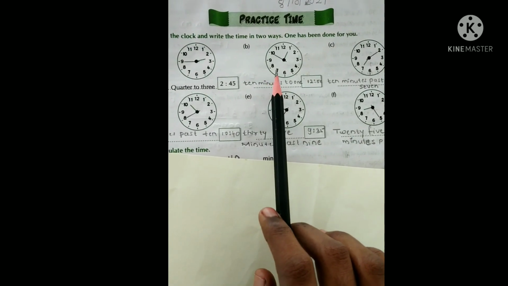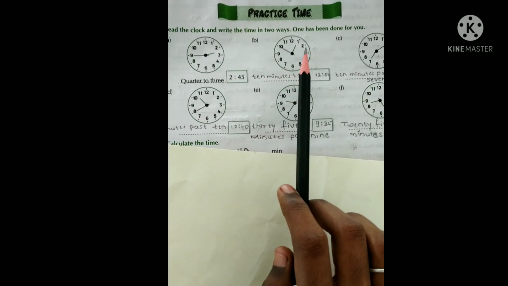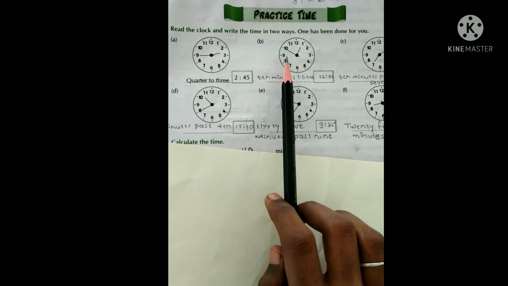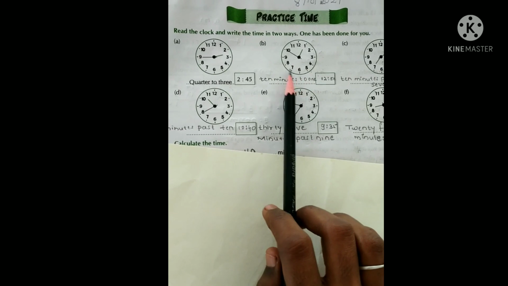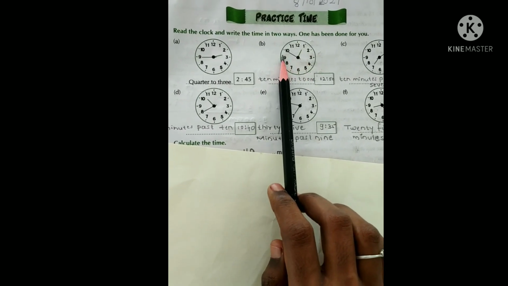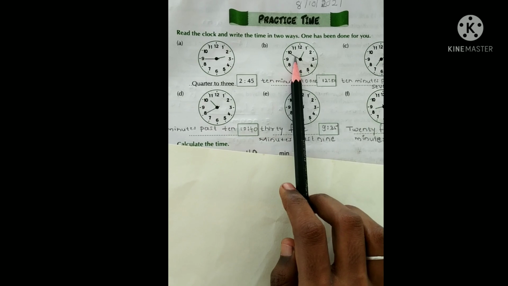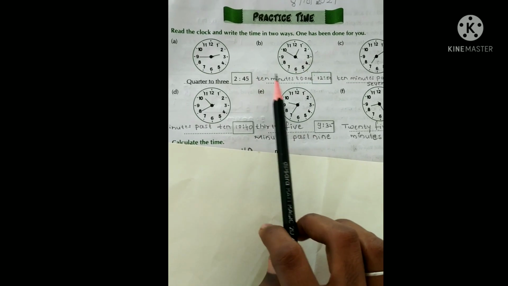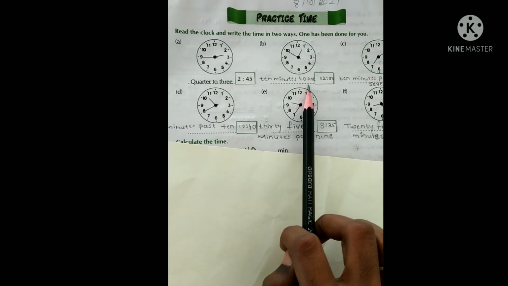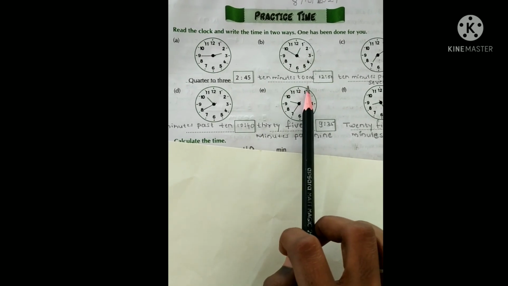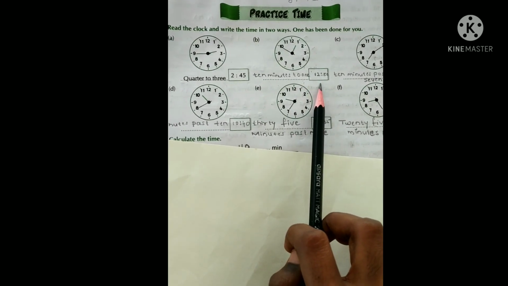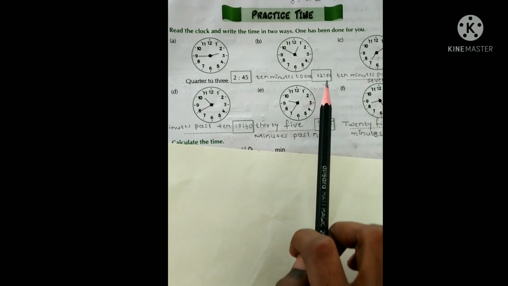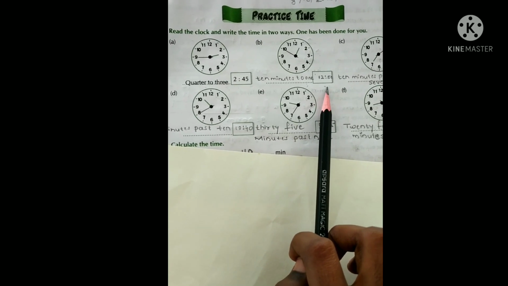In the same way, we'll solve the next one. Okay, children? We'll go to the second one. Observe the clock, the minute hand and the hour hand. You can see 50 minutes have passed here, and the hour hand is in between 12 and 1. The time is 10 minutes to 1. And you can write this in numbers as 12 hours 50 minutes.